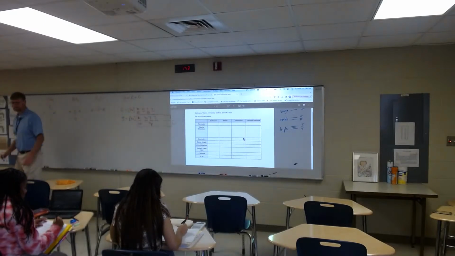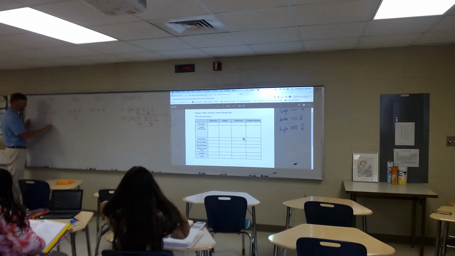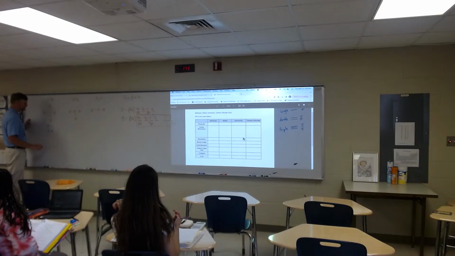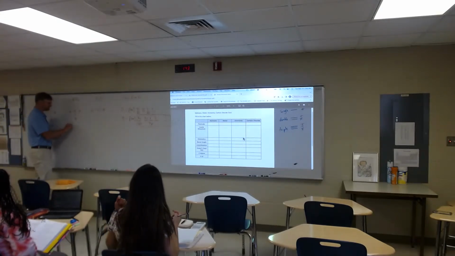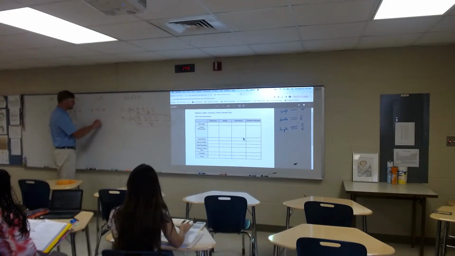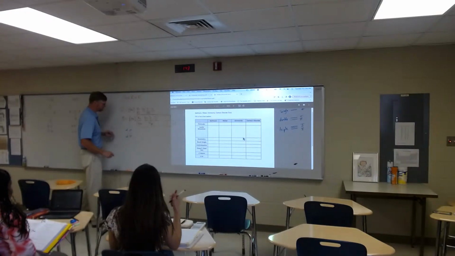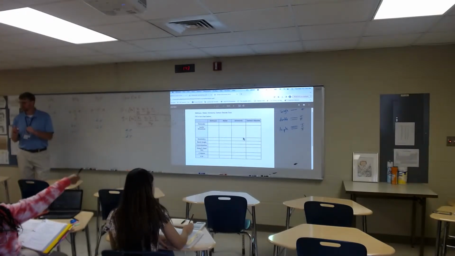Look, everybody look at this, quick examples. Methane has 4 sigma bonds and no pi bonds. Ammonia has 3 sigma bonds and no pi bonds. Water has 2 sigma bonds and no pi bonds. Carbon dioxide has 2 sigmas and 2 pi's.